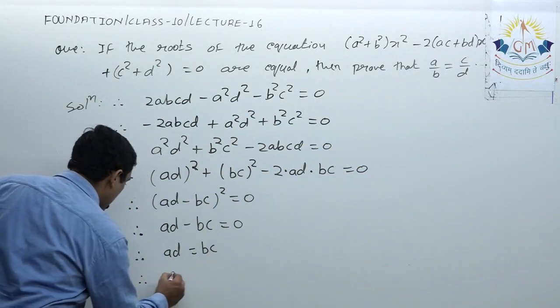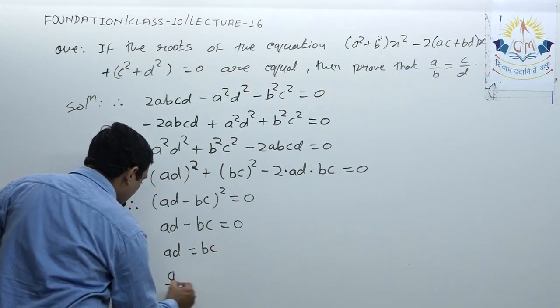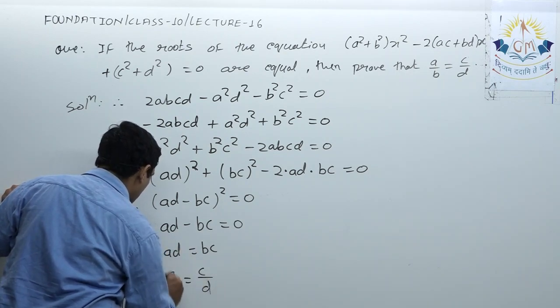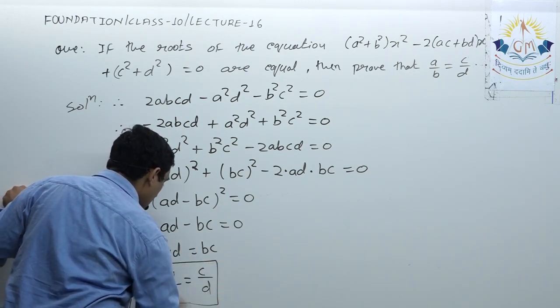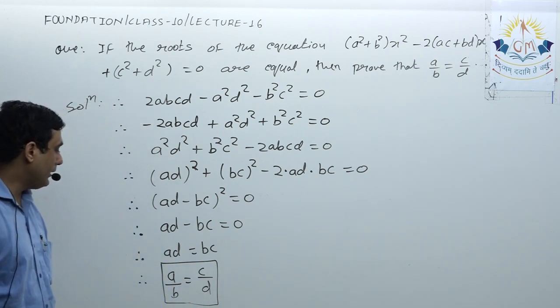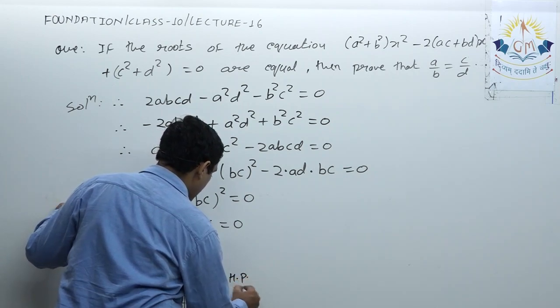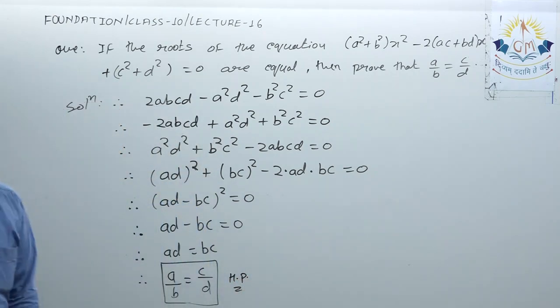For that, what I will do: A I keep right over here, B I will bring down, C I keep as it is, D I will bring downward. So here A upon B is equal to C upon D, hence proved. Please note it down, then we'll see the next question.